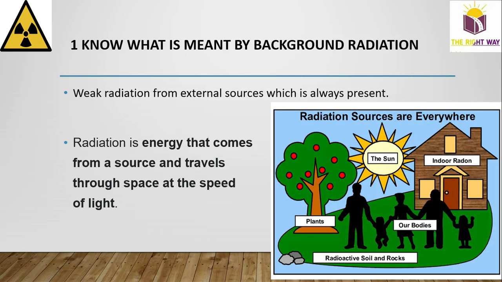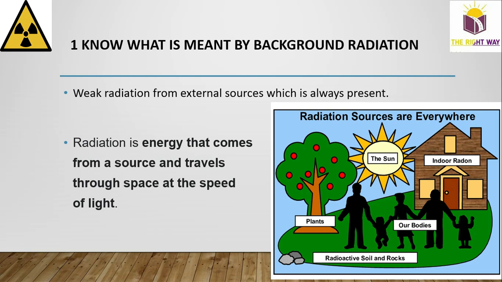So let's start. First of all, we are going to discuss what is meant by background radiation. Weak radiation from external sources which is always present. There are some sources which produce radioactivity, but there are also external sources, and some radioactivity is always present in our atmosphere. These radiations are called background radiation. Radiation is energy that comes from a source and travels through space at the speed of light.